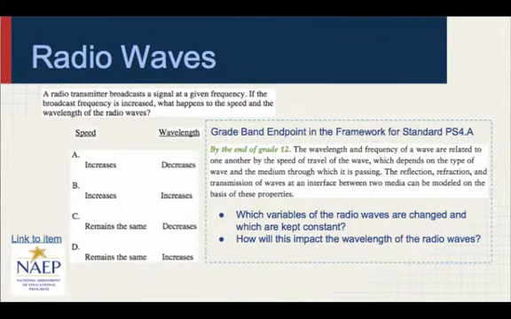A radio transmitter broadcasts a signal at a given frequency. If the broadcast frequency is increased, what happens to the speed and the wavelength of the radio waves? A. Increases, decreases. B. Increases, increases. C. Remains the same, decreases. Or D. Remains the same, increases.